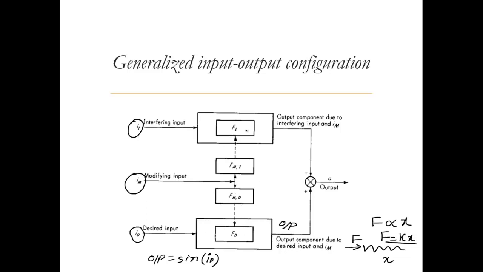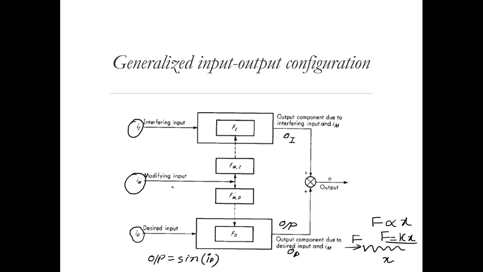Similarly, FI has been defined as a transfer function between the output and the input. Here the input is interfering input, the output is interfering output, which we can refer to as OI, capital I. It could be OD, the desired output.